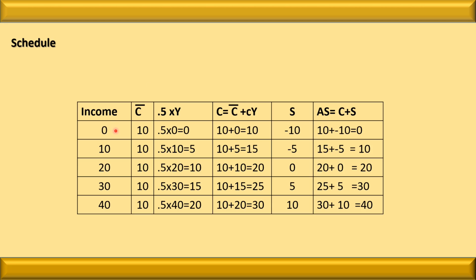When the income is 0, aggregate supply is also 0. When the income becomes 10, aggregate supply also becomes 10. When the income becomes 20, aggregate supply becomes 20, and so on. Because the saving is being calculated out of the income. How? Because saving means income minus consumption. Income minus consumption. Consumption means total consumption. I hope the schedule is clear to everyone.